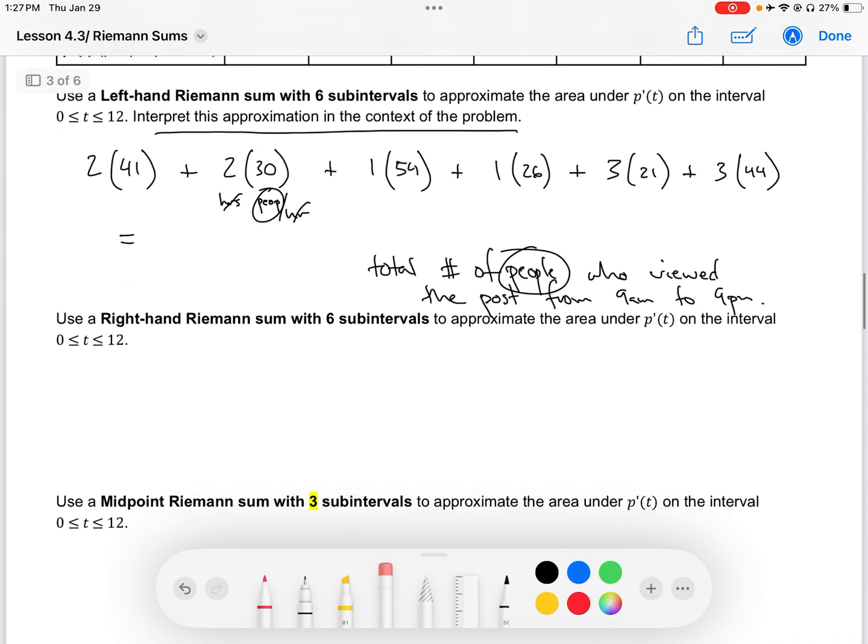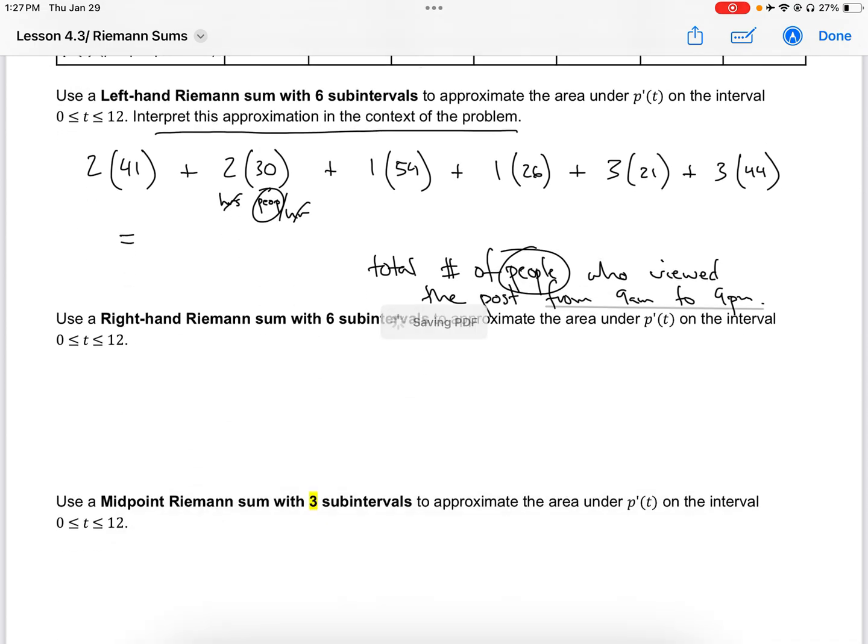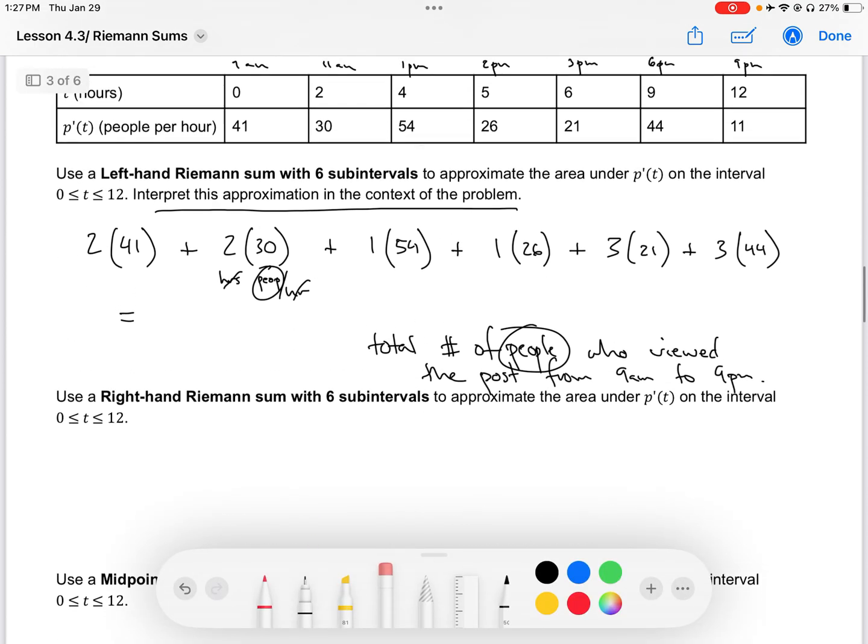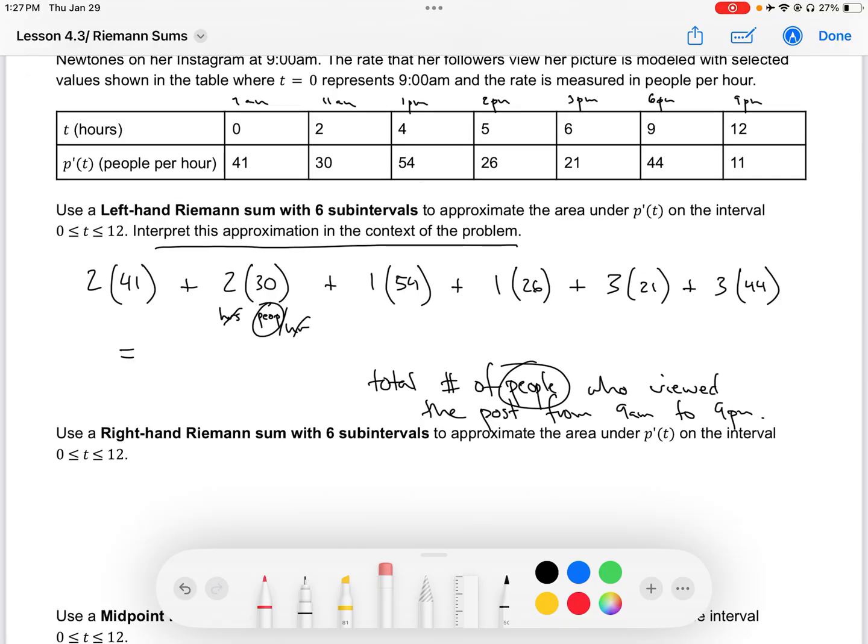Okay, so for the right Riemann sum, we'd have kind of the same thing. It's just that if we look at this subinterval here, which goes from 0 to 2, instead of using the left hand value, we're now going to use the right hand value there. So it's going to look very, very similar.